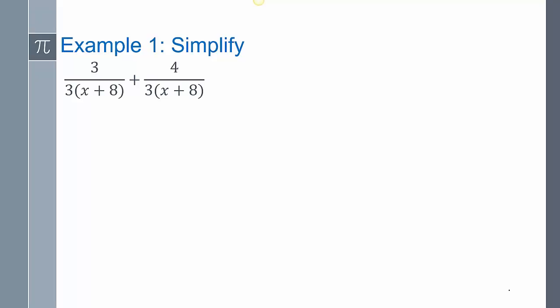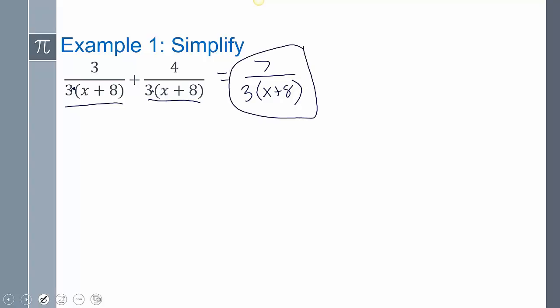The first thing we said is for us to be able to add or subtract, we have to make sure that the denominators are the same. And so the way that we validated that is we said they have to have the same factors. So if you notice, these are already factored out. And so because they're already factored out, they both have a factor of 3, and they both have a factor of x plus 8. And so now I can add them together. So 3 plus 4 is 7, and then the denominator stays the same. Now sometimes there might be simplifying, but in this instance, there's no factor of 7 that simplifies with the denominator.